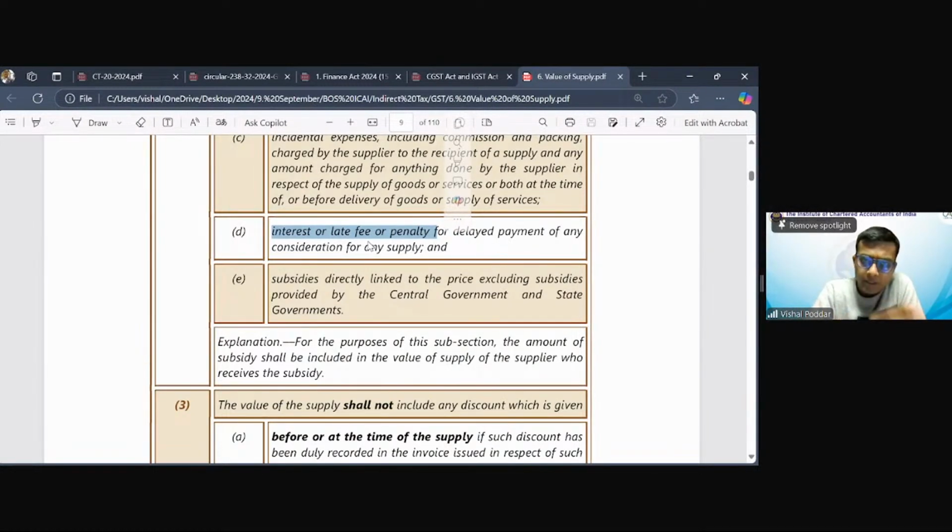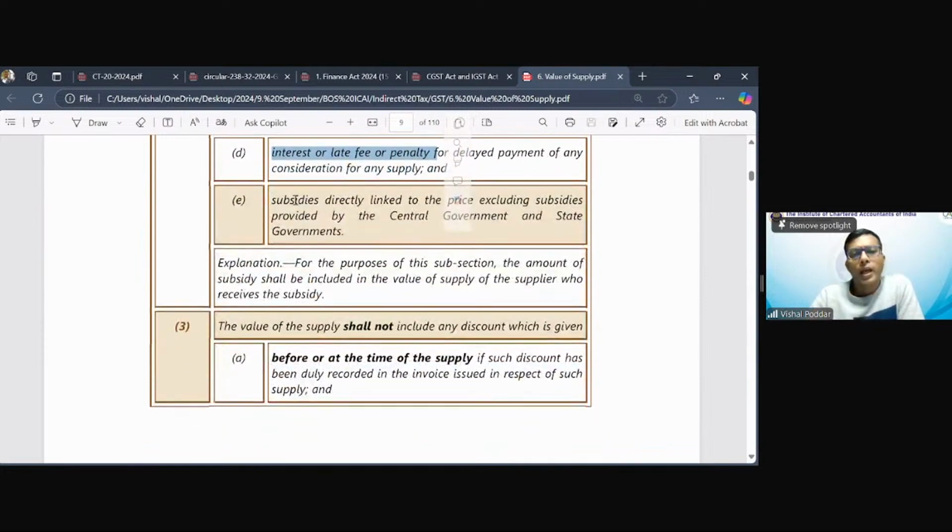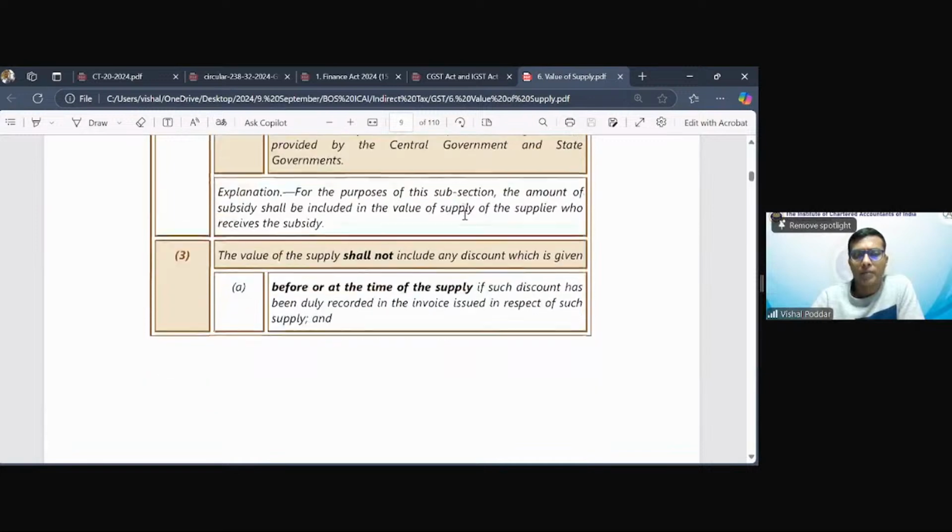It means the HSN, the GST rate of the original goods or service would be applicable on this interest. No separate interest, HSN or rate of tax would be applicable. So if originally I had supplied goods of 5%, this particular interest penalty would be levied at 5% only, classifying them as goods. And then clause E says that if there is any subsidy given, that subsidy will also be included in price except where the subsidy is given by central or state government.